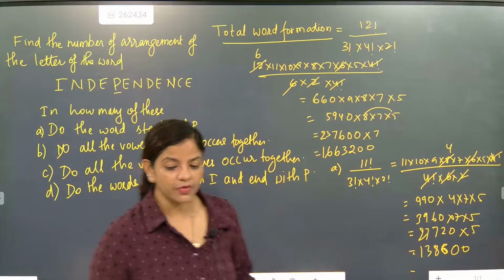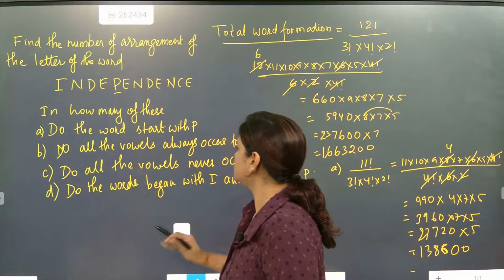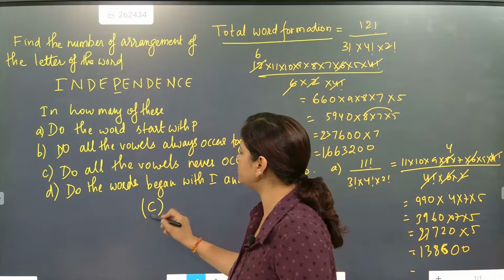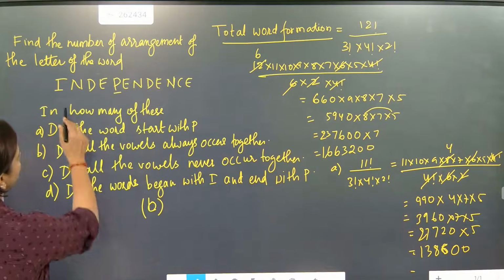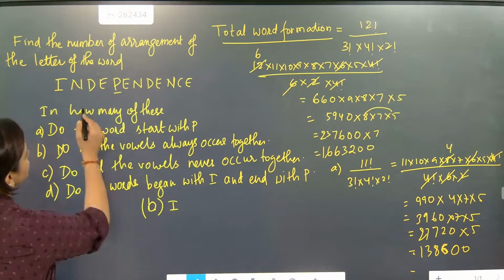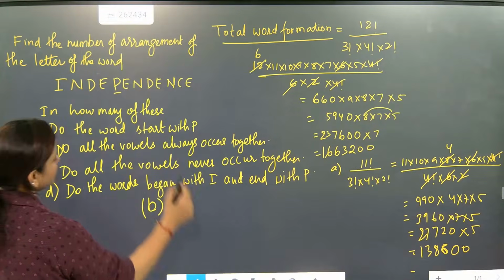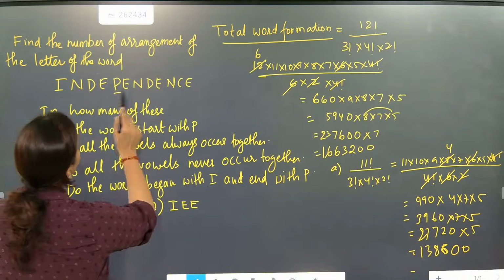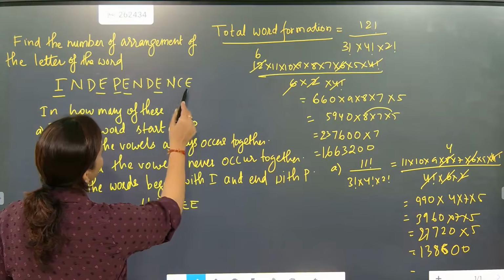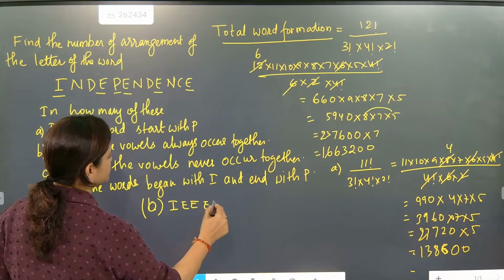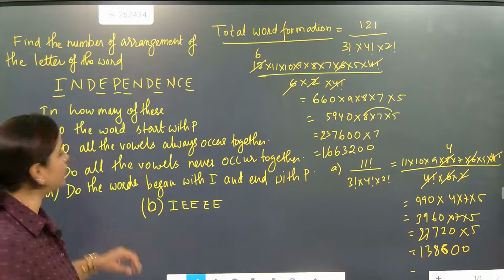Now the second part of the question: all the vowels always occur together. What vowels are there? I is there, we will keep it together. After that E is there, one E, then another E, then again E and again E. So these all are coming together.